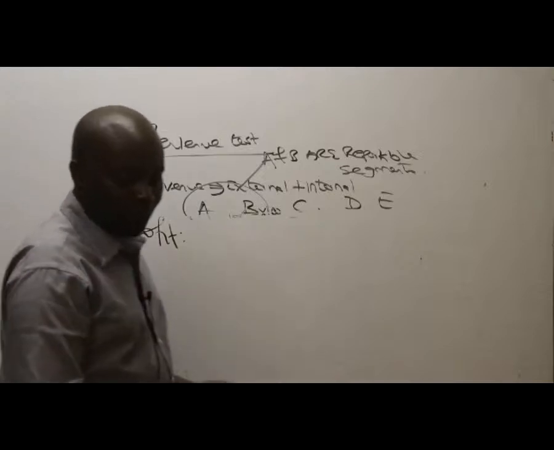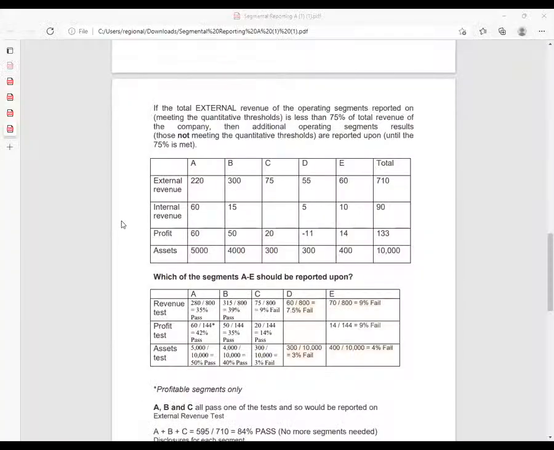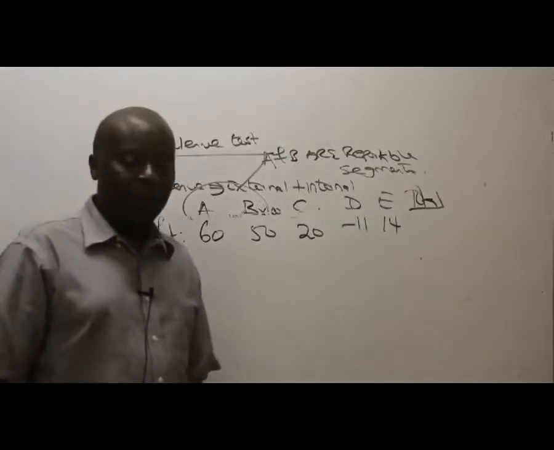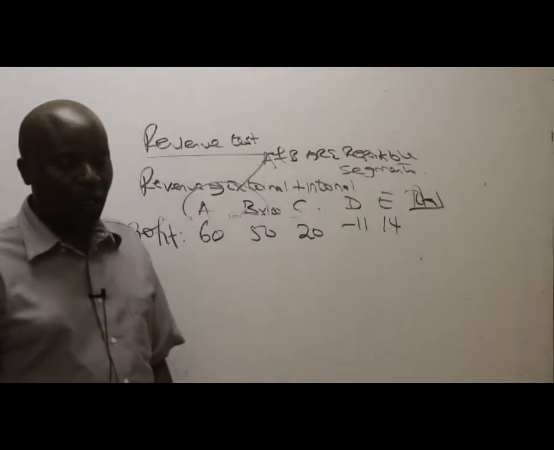Yes, I've seen what Period is also saying. So in form of profit, what do we have? We have 60, 50, 20, -11, and then E, we have 14. So could you kindly give me the total? That junior accountant at your workplace, could you kindly give me the total here? Please come and give me the total.